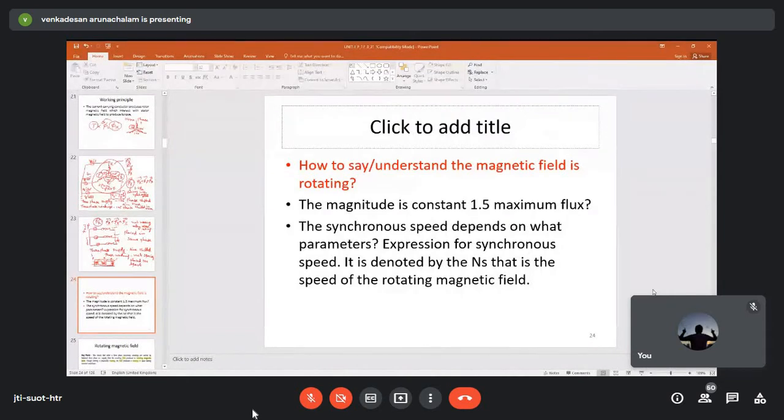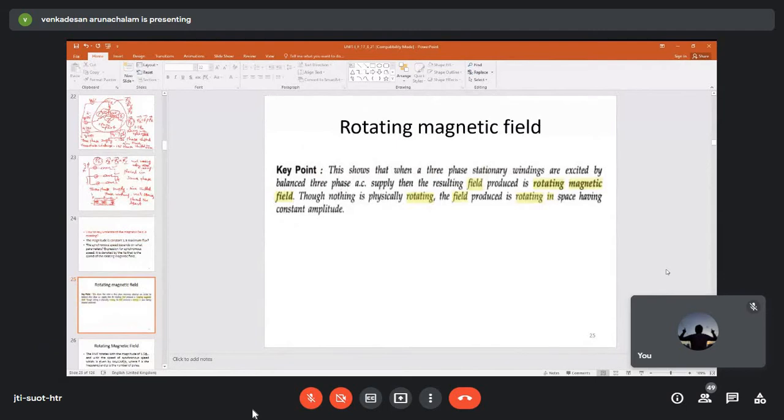One by one we will understand. First we will understand how the magnetic field is rotating. While understanding that, in parallel we will understand that the magnitude is 1.5 times the maximum flux. The first two points are highly interrelated. For the last point, a separate derivation is there, so we will see that in today's class. So this is what I told: when a three-phase stationary winding is excited by a balanced three-phase AC supply, the resulting field produced is a rotating magnetic field. Though nothing is physically rotating, the field produced is rotating in space, having constant magnitude.